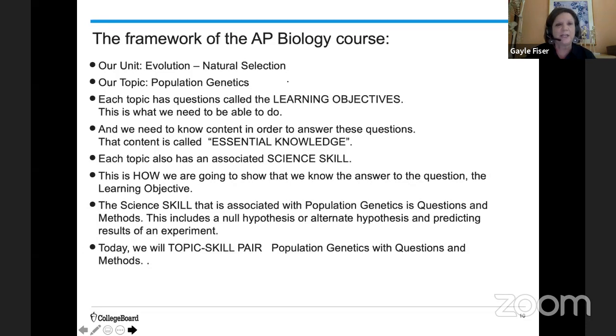And each topic has questions called learning objectives, and this is what we need to be able to do. And we need to know content in order to answer these questions. That content is called essential knowledge. Each topic also has an associated science skill, and this is how we're going to show that we know the answer to the question, the learning objective.